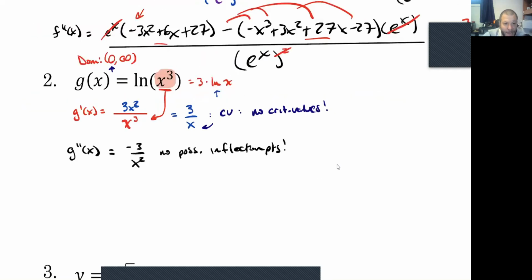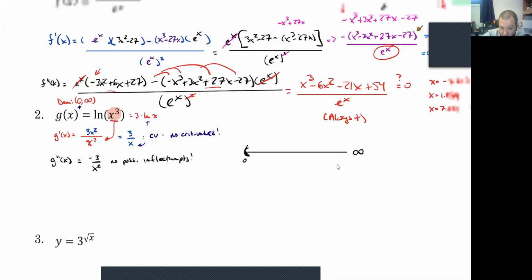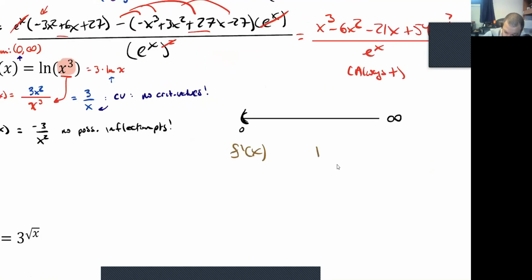All right, so since the domain of this function is just 0 to infinity, we just care about the function from 0 to infinity. All right, so here's 0 that we can't equal. So if I look at, say, f prime, if I plug in any positive number, well, 3 over any positive number is going to be positive. So that means f of x is always going to be increasing.